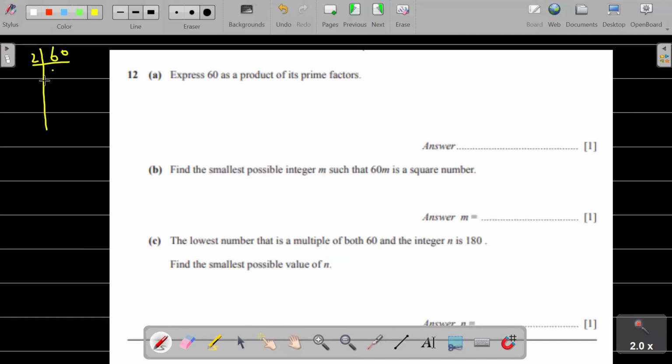60. 2 3s are 6, 0 as it is. 2 1s are 2, 1 carry forward, 2 5s are 10, 3 5s are 15, and 5 1s are 5. So the prime factors are going to be 2, or we can write this as 2 square times 3 times 5. Now it says, what can be the smallest possible value of m so that we can make 60m a square number.